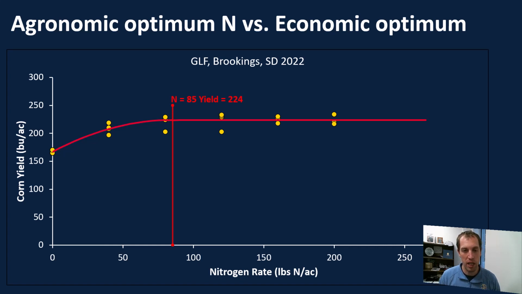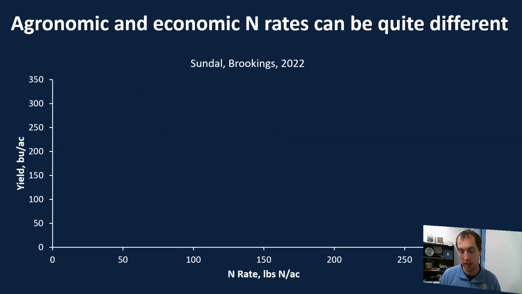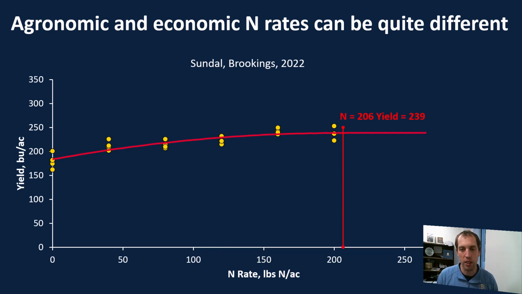But this isn't always true in every field. We look at a different field, very close to this one, but in another part of Brookings, South Dakota. In this field, we see the response curve is a little different. It increases a little slower than before. Our agronomic rate is over here at 206 pounds of N, while our economic is over here at 148 pounds of N. That's a rounded change of about 50 pounds of N per acre.